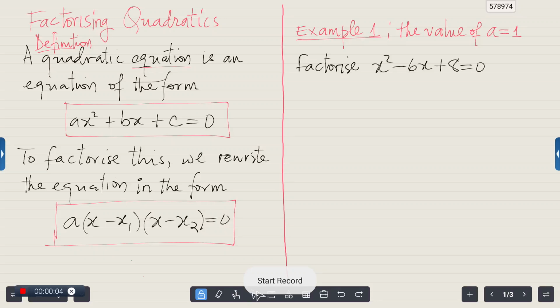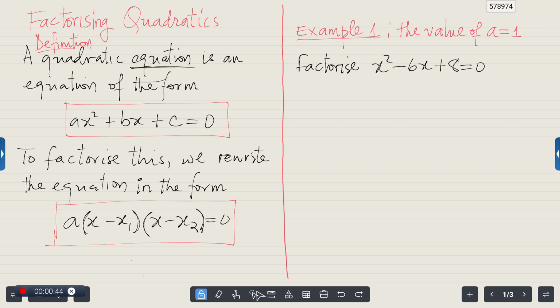In this lesson, we will be looking at factorizing quadratics or quadratic equations. To begin with, let's define the key terminologies. A quadratic equation is an equation of the form ax squared plus bx plus c equals 0. To factorize a quadratic equation, we rewrite the equation in the form a(x minus x1)(x minus x2). This is called the factor form.